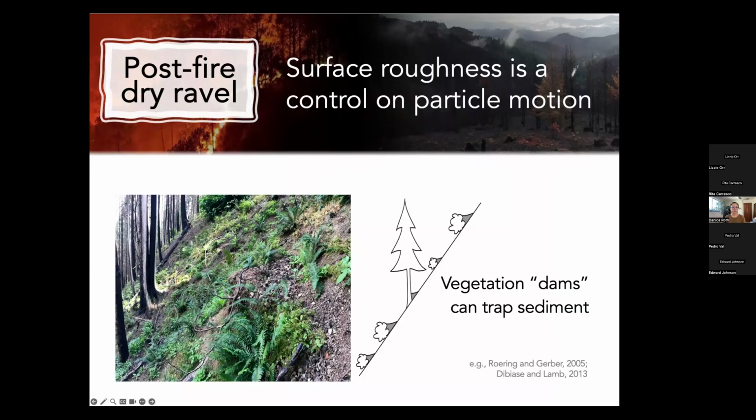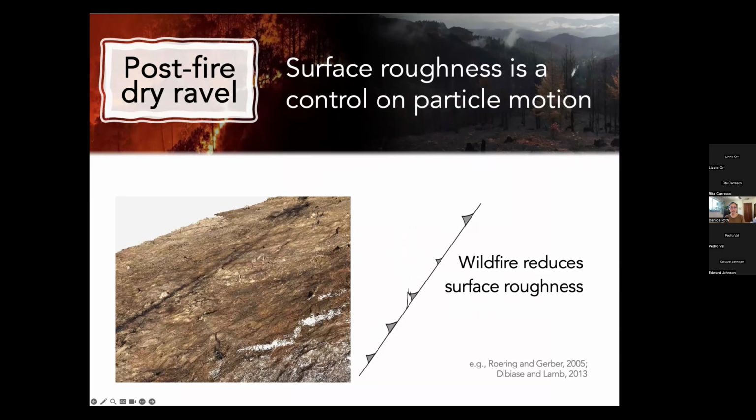So returning to the idea of vegetation as surface roughness, the reason that this is an important problem here is that in vegetated regions, plants often form what some will call a sediment dam or capacitor, or vegetation traps sediment wedges on their upslope side. And then when that vegetation burns away during a wildfire, not only do we reduce the surface roughness, as I already mentioned, but we also are releasing that trapped sediment to travel far downhill as dry ravel.